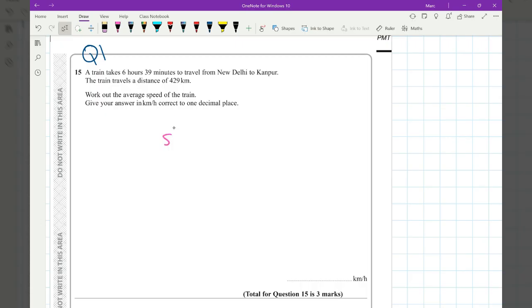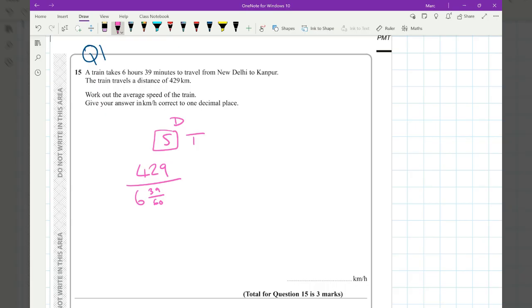So, speed, distance, time. We need to work out the speed. So it's the distance, 429, divided by the time. Now, it's kilometers per hour. So we've got 6 hours, and then I'm going to put 39 over 60. And you're able to do this on your calculators, no problem.